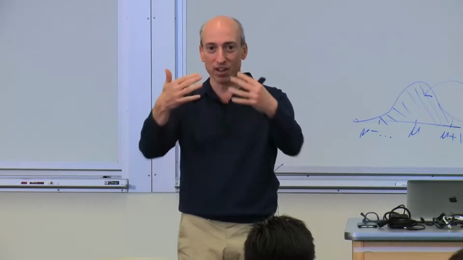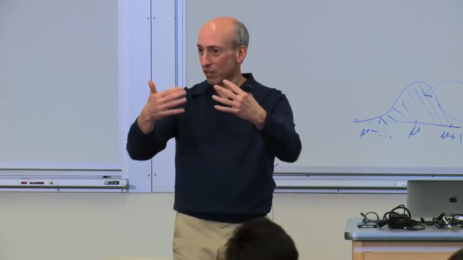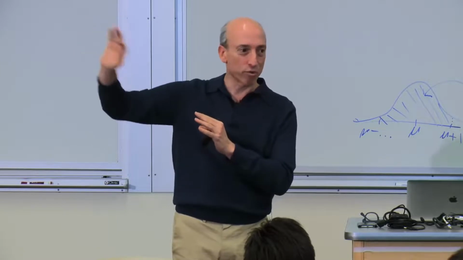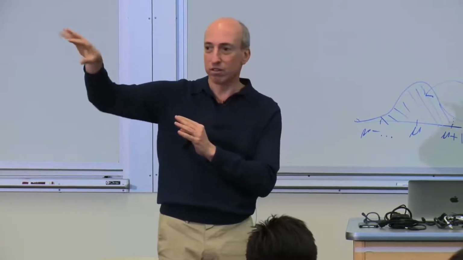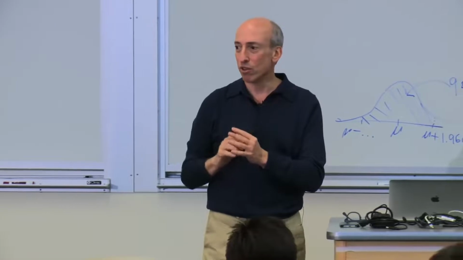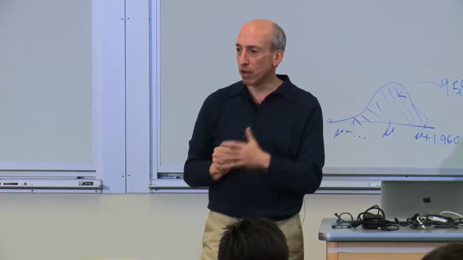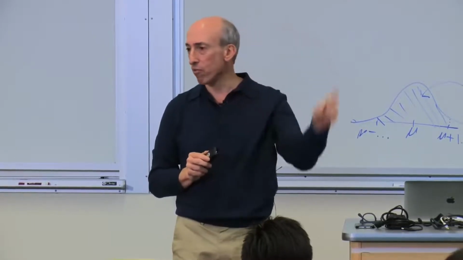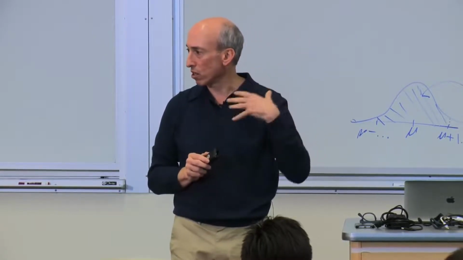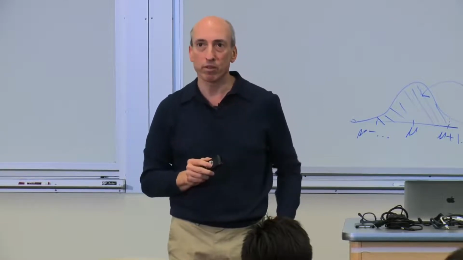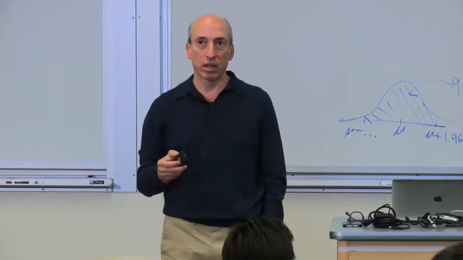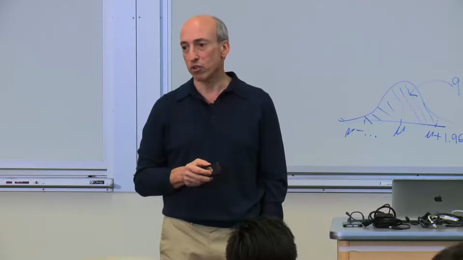No, I'm okay if you say, well, this is a pilot and somebody else is going to solve it through layer two or ZK snarks or something, these other things. But I'd like you to at least identify what the issues of scalability, performance, privacy, security are, those issues that might hold your implementation back. Can a permission blockchain adequately address whatever the use case is? And how can you actually jumpstart broad adoption?